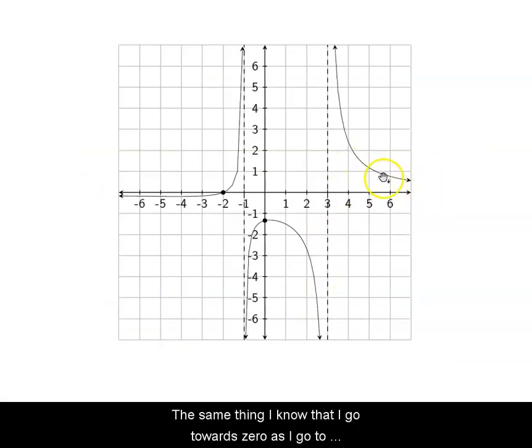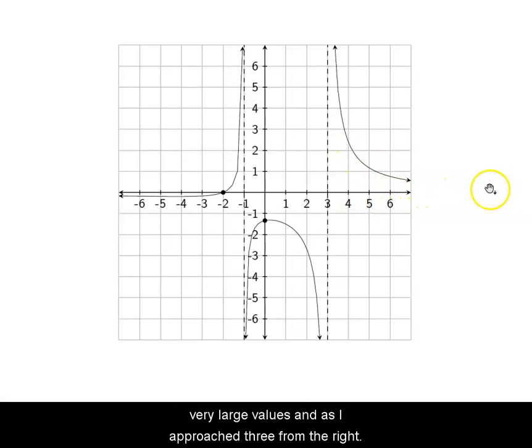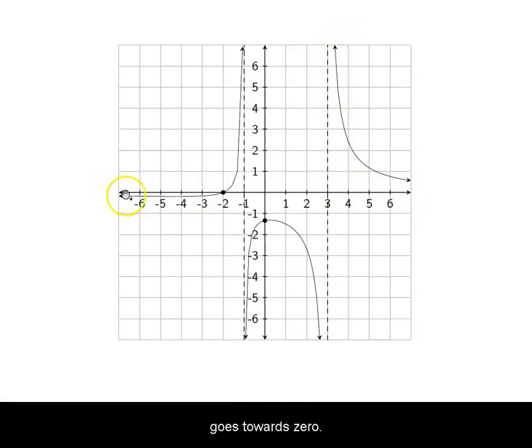I know that I go towards 0 as I go to very large values. And as I approach 3 from the right, I go towards very large values, right? So end behavior is that it goes towards 0 the further I go.